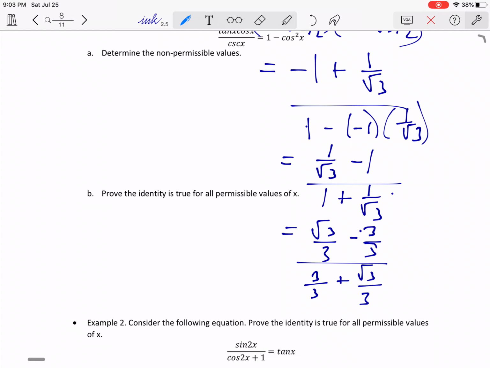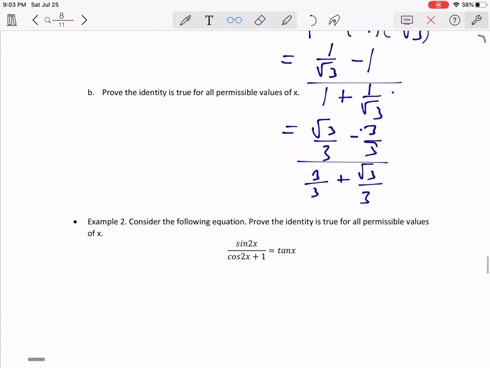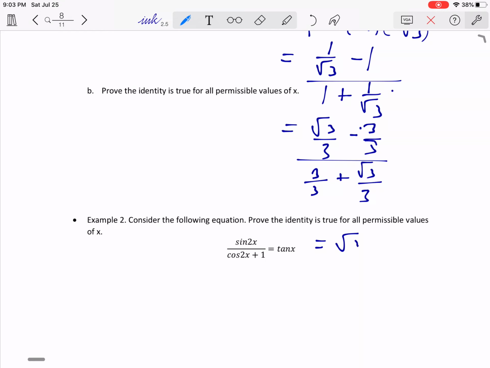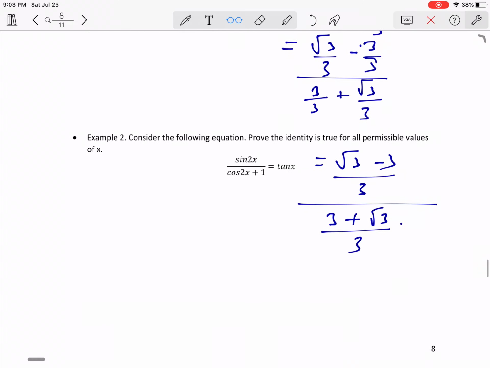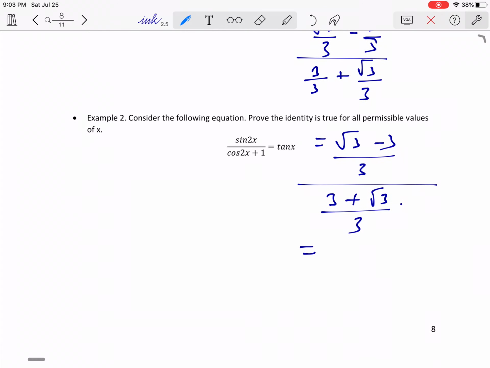Okay, and then what you want to do now is combine this to a single fraction. So this is going to equal root 3 minus 3 over 3, over 3 plus root 3 over 3. And then, it's a division, so you can multiply by the reciprocal. After you multiply, this is going to give you root 3 minus 3 over 3 plus root 3. So basically the 3's cancel out.